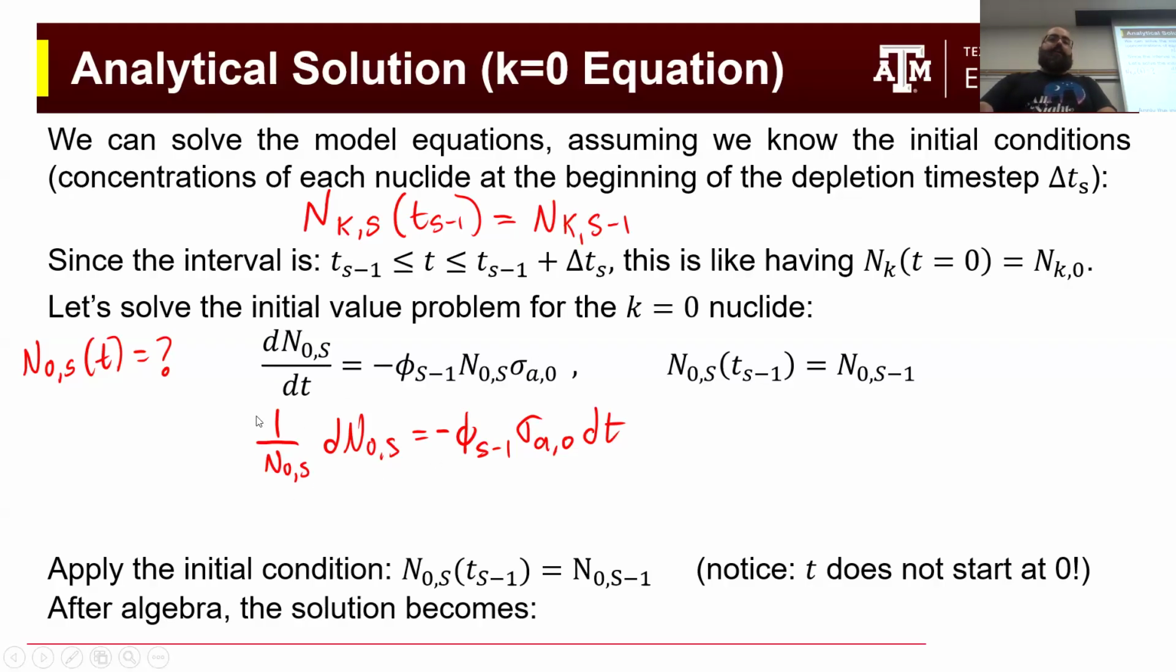We're getting everything that depends on the concentration on one side and all of our constants on the other side with our dt. Once I get here, what would be my next step? You just integrate both sides, right? Perfect. So we're going to integrate this side and this side. What do I get when I integrate 1 over N0,S with respect to N0,S? ln, right? It's going to be the natural log of N0,S, and that N0,S is a function of time.